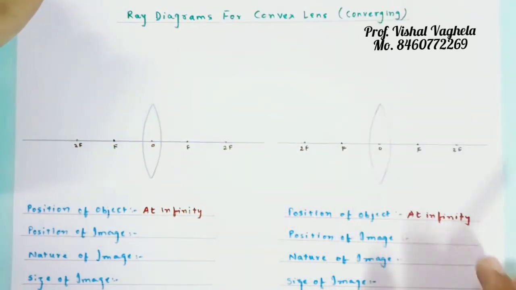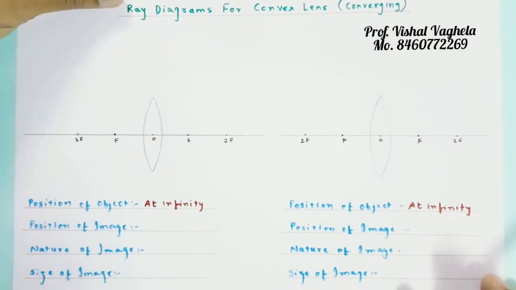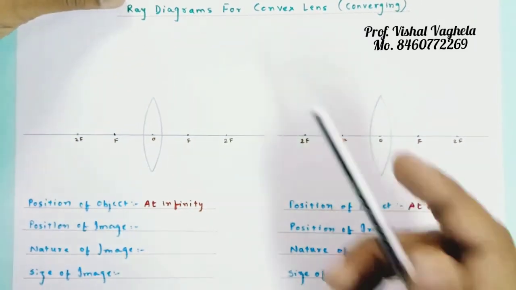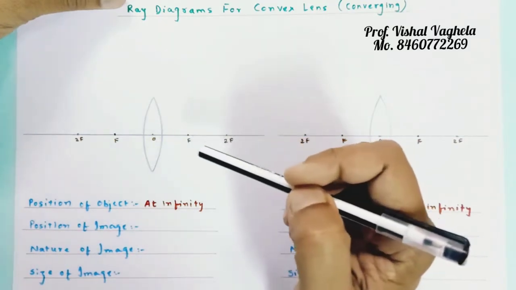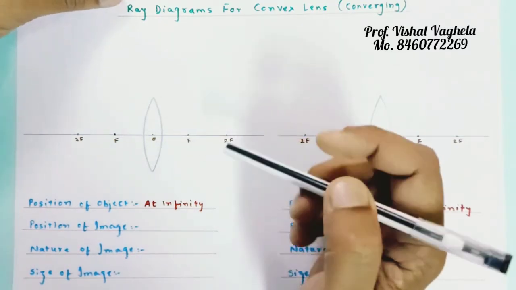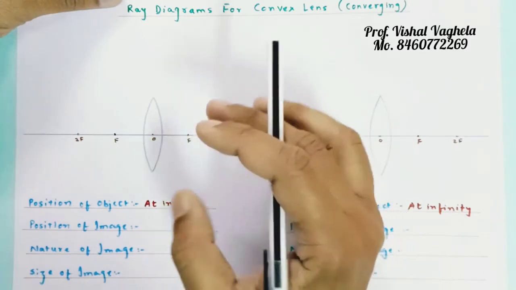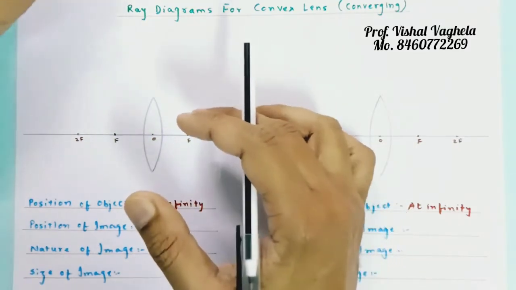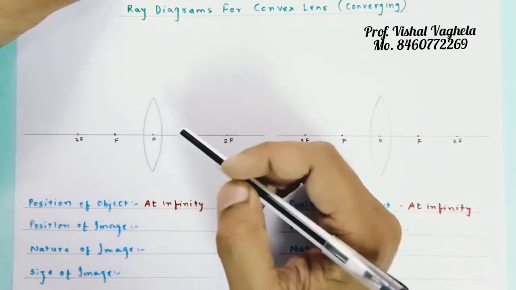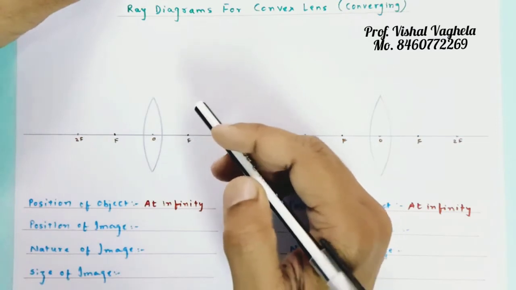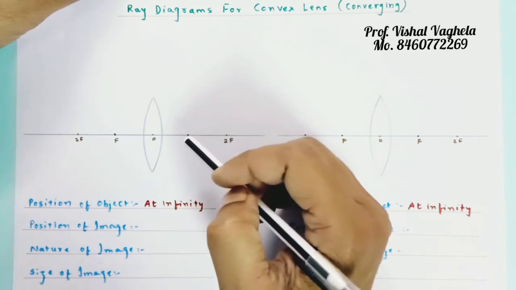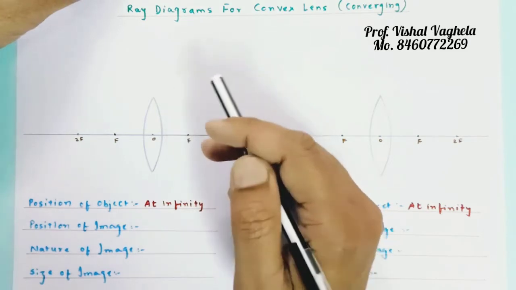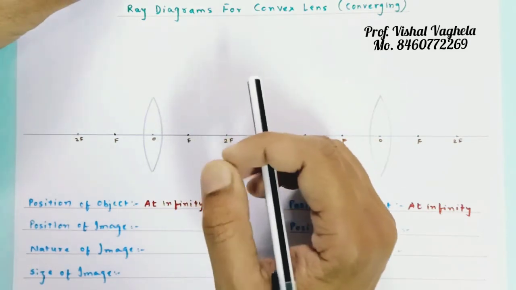Today we'll be discussing the ray diagrams for convex lenses, and we know that the convex lens is a converging lens. I will give you the method to draw the ray diagrams for 7 different cases. But before you start viewing this lecture, I suggest that you also view my lectures on rules for image formation and how to draw the convex lenses, and then you can begin with this video.